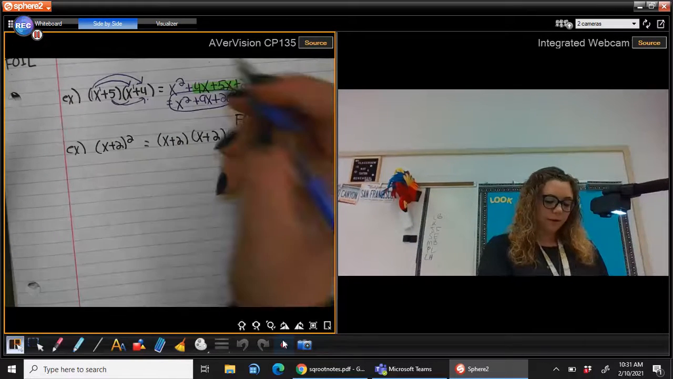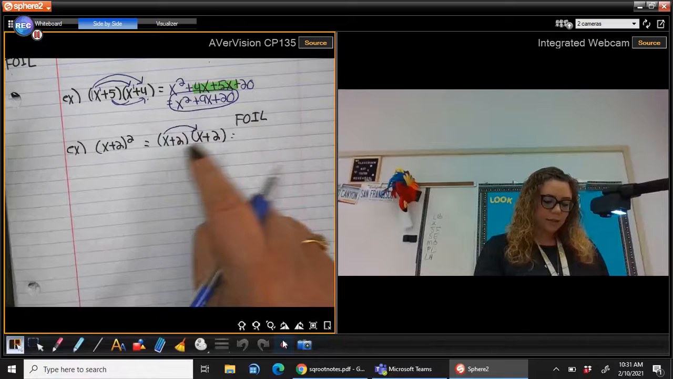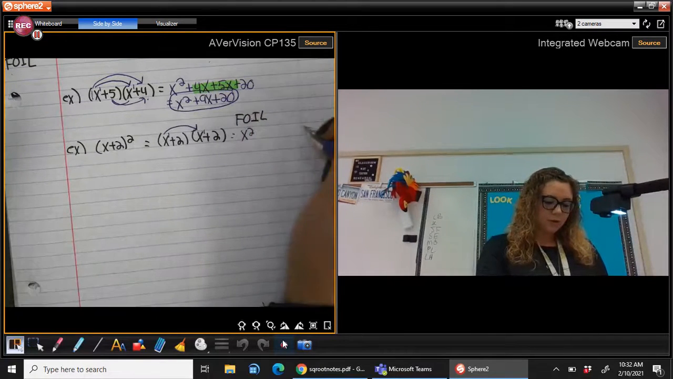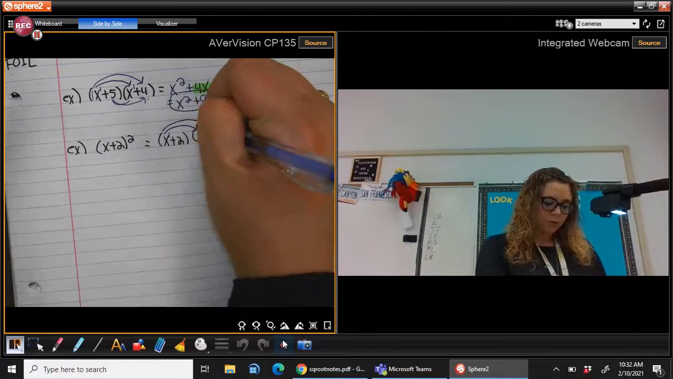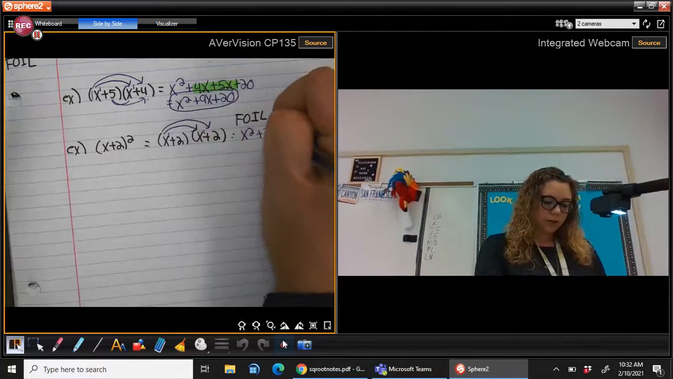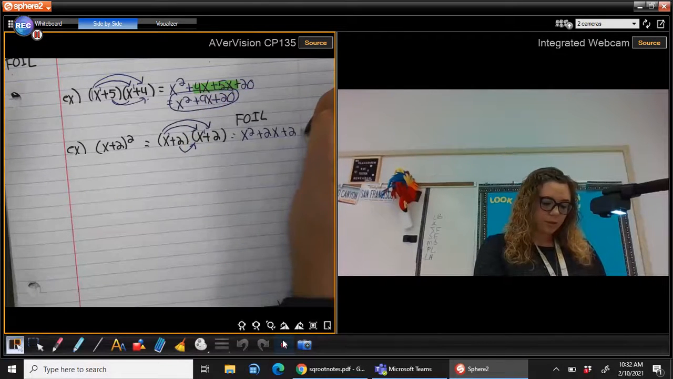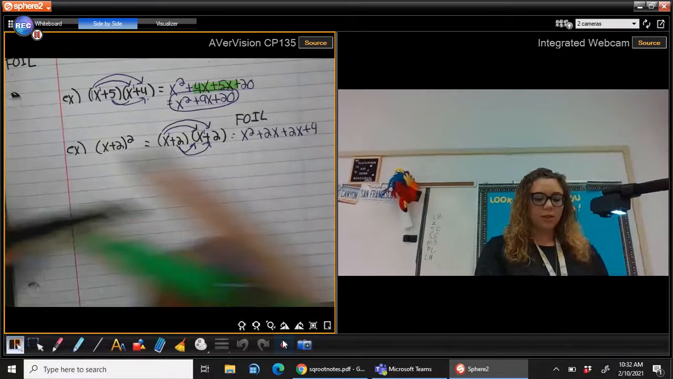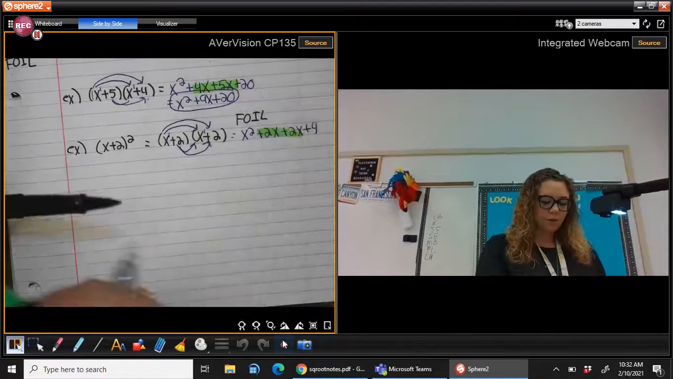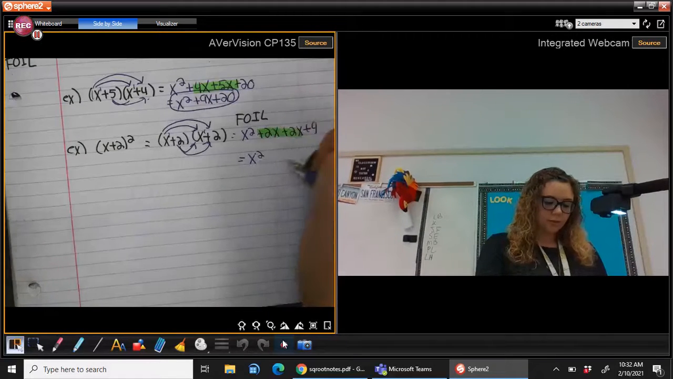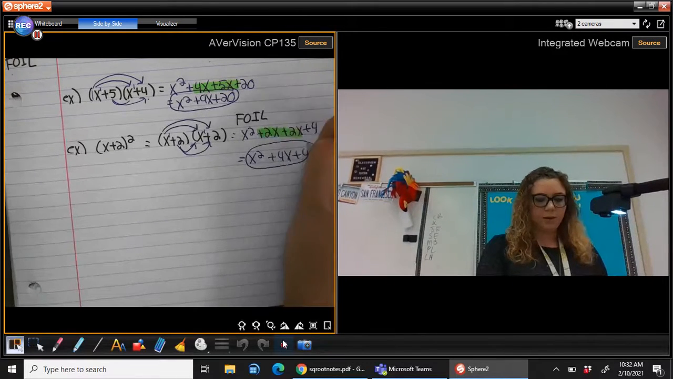So I have my first terms, x times x. Remember, there's an exponent of 1, so that's x squared. My outer, 2 times x is just 2x. My inner, again, 2 times x is 2x. And then my last, 2 times 2 is 4. Then combine like terms. Okay, and I have x to the second plus 4x plus 4. And that is my answer.